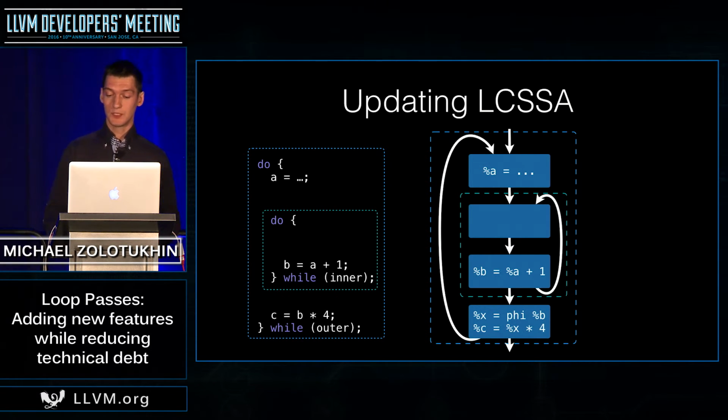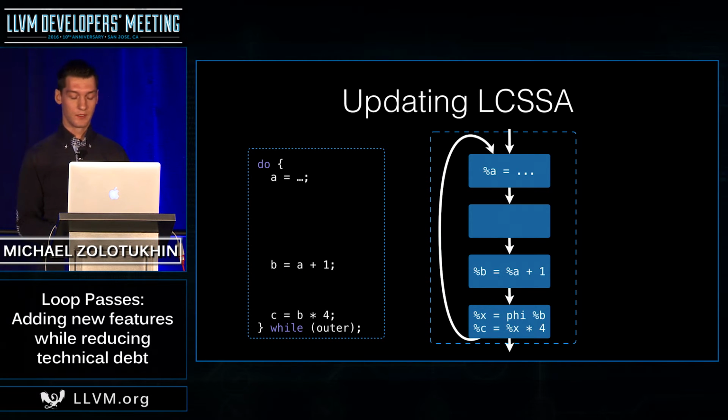For the sake of example, let's assume that we want to unroll the inner loop, and for simplicity, let's assume that it iterates only once, so unrolling would just remove the back edge. So let's see what happens if we do this.